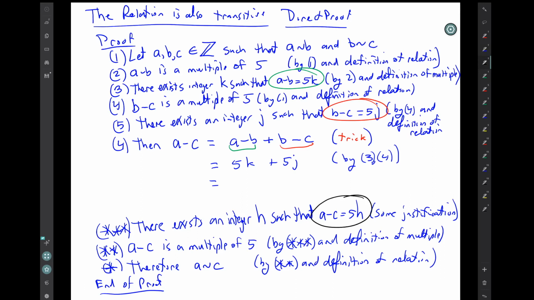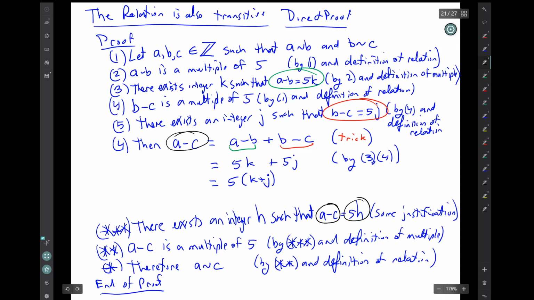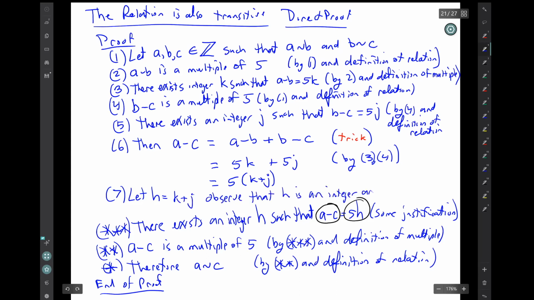So let's keep rewriting. Now look how close we are. We want to get to a point where we say that A minus C is 5H. What we've got so far is A minus C is 5 times this stuff. Oh, well that gives us an idea for introducing a letter H. So we introduce our letter H, and we observe that A minus C equals 5H, which is where we wanted to get to. So we've filled our gap.